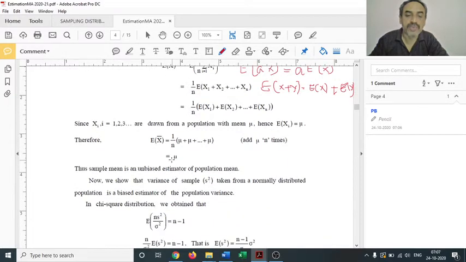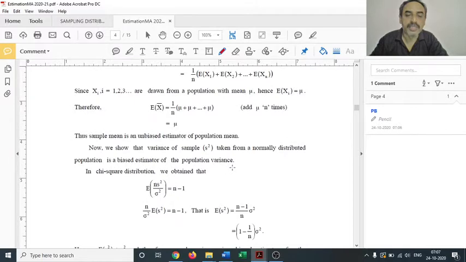So that's why E of x bar equals mu. This shows that the expectation of T is equal to mu, so x bar is an unbiased estimator of the population mean. Now we will get a counterexample, that is, an estimator that is not unbiased. For that we consider the variance of the sample.